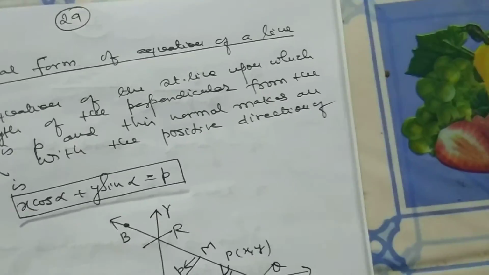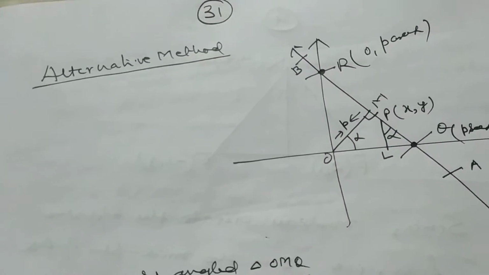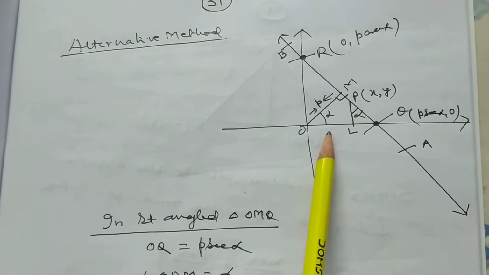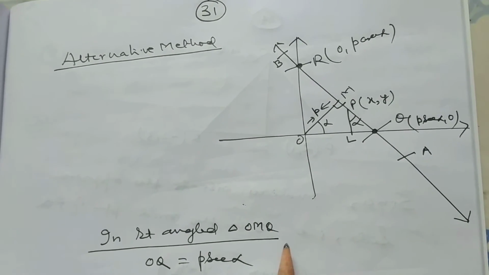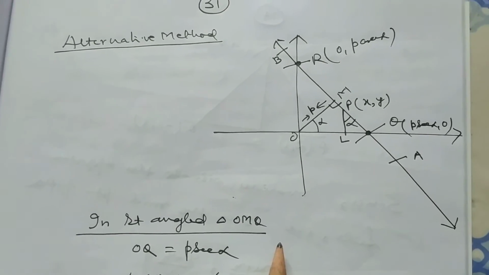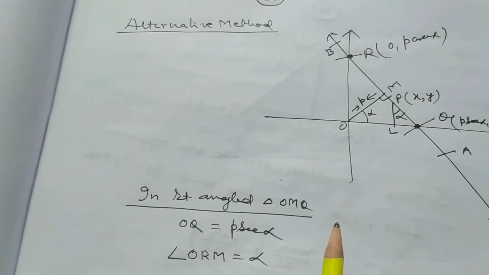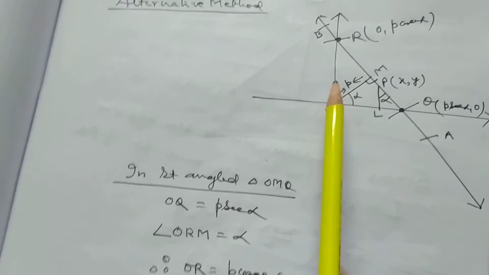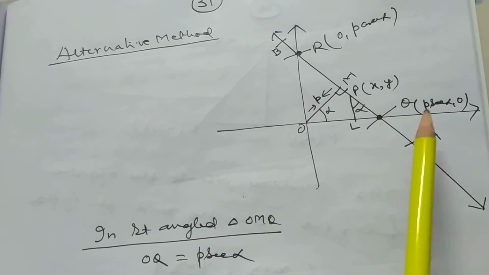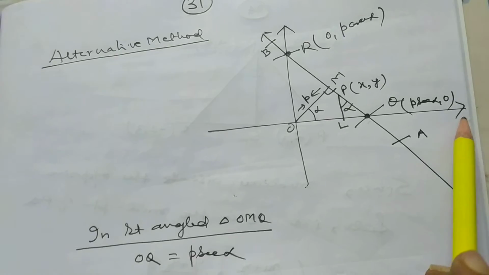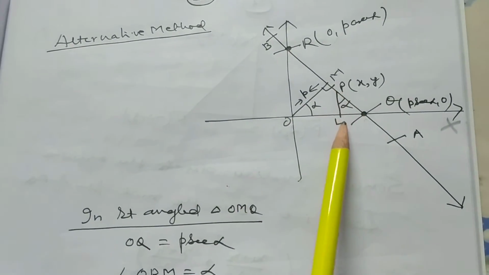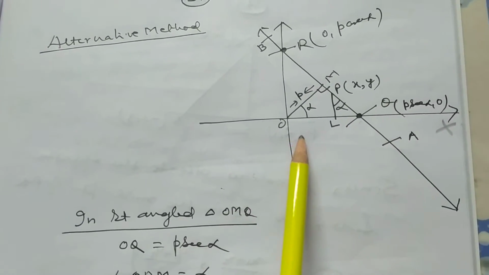Now my dear students, I want to discuss the alternative methods also, because we want to find the equation of straight line by applying slope and point form. So here AB is a line and it intersects x-axis at the point Q and y-axis at the point R, and draw perpendicular from P to L. So what do we observe?